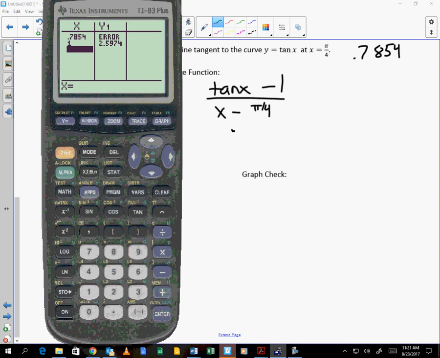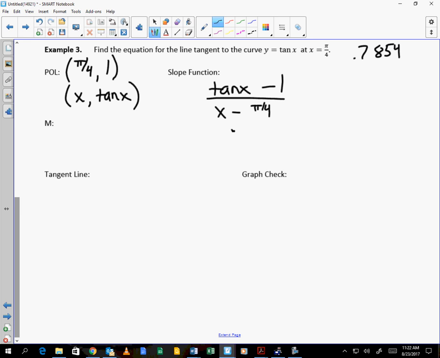Now what? .9, okay. .8, okay. .79. 0.7855. What do you think it's going towards? I would say that it's very clear right now that it's trending towards 2. So we would say that the slope is 2.